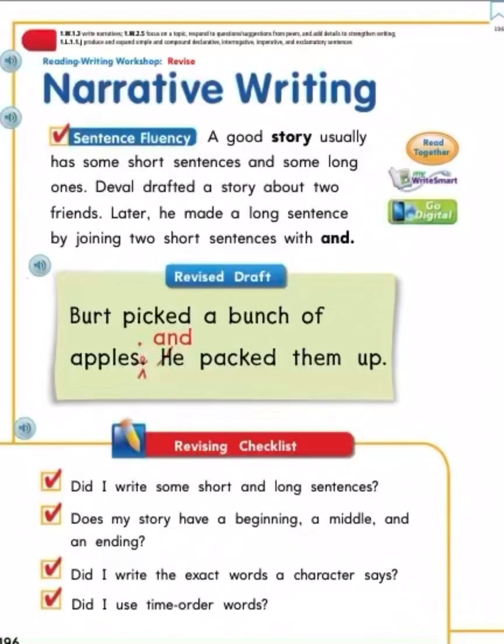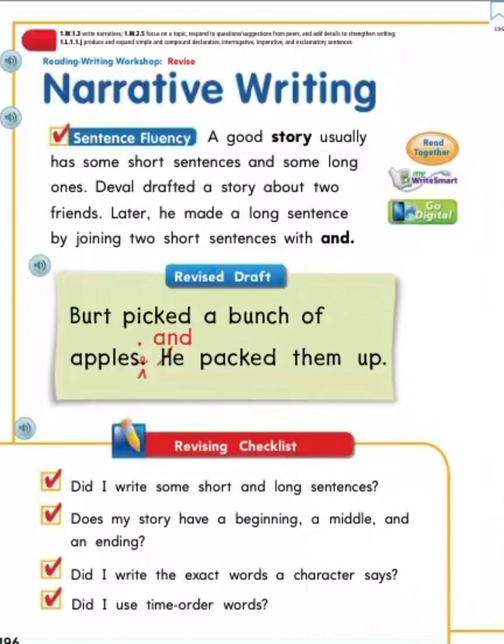Narrative writing. Sentence fluency. A good story usually has some short sentences and some long ones. Val drafted a story about two friends. Later, he made a long sentence by joining two short sentences with and. Revised draft. Bert picked a bunch of apples and packed them up.